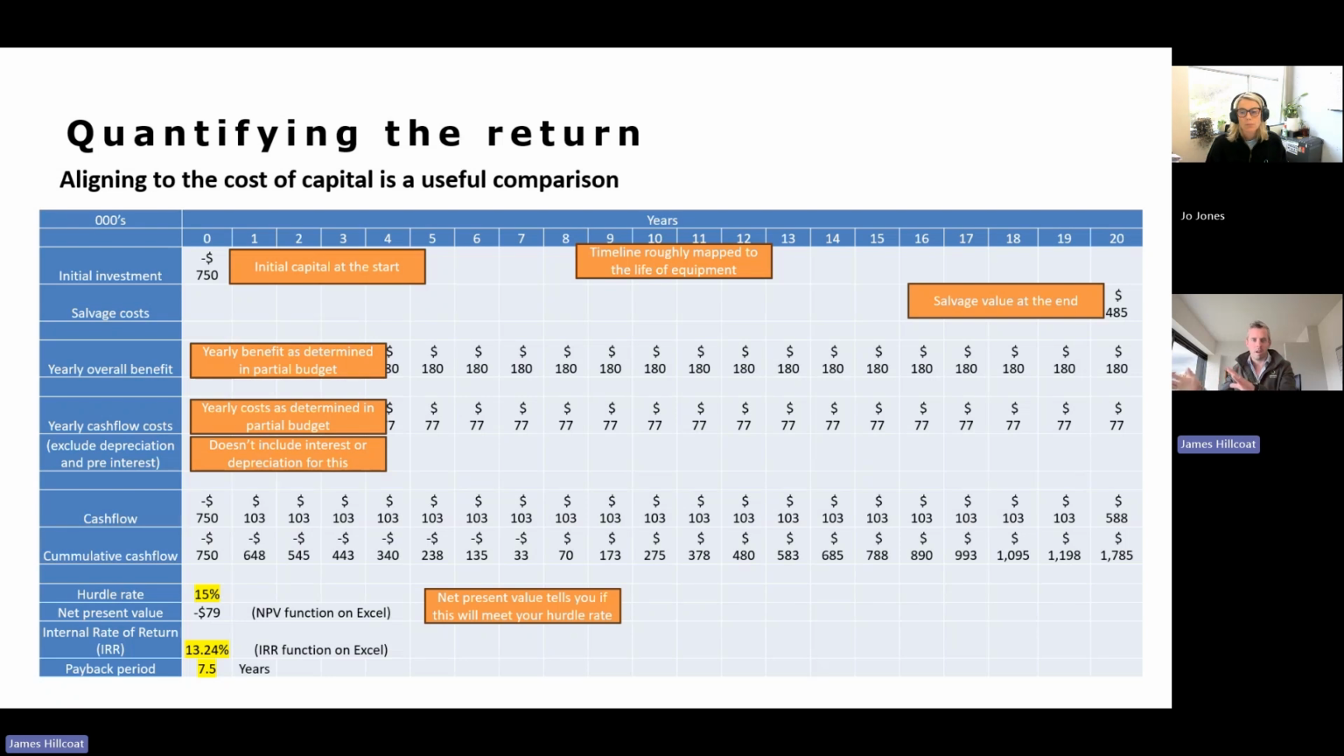It's saying that we're not going to meet the 15%, but if we then look at the internal rate of return, which is a function on Excel, then we've got a rate of return of over 13%. So that's the real rate of return in this case, and it's going to be above your 6% interest. It's going to exceed inflation based on the numbers that we've done, and it's also going to be contributing some risk premium, although not quite as much as you might have been hoping for. But it's also got a payback period of about 7.5 years.